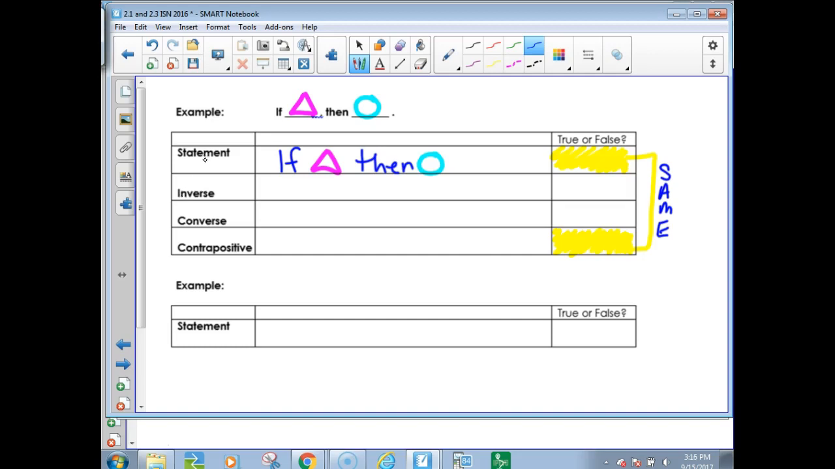What we had on the next one was a converse. So I would like you to switch this and this. So if you would please write converse where it says inverse and inverse where it says converse so I can stay consistent. Let's do that.